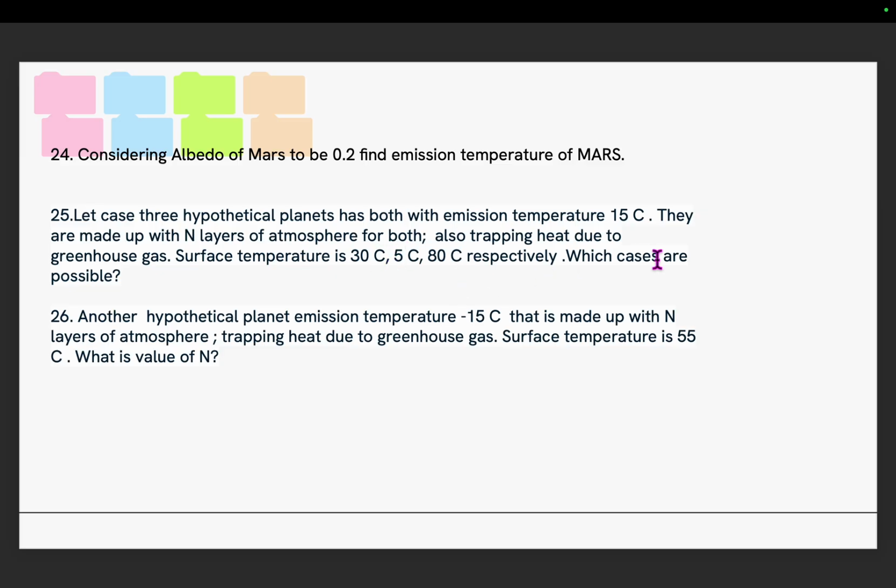Now you have to check which cases can be possible here. Is planet 1 possible, is planet 2 possible, or is planet 3 possible? Considering the equation which was discussed for the n-layer atmospheric model of greenhouse. And of course they have the greenhouse gas, and you have to consider the n-layer atmospheric model.